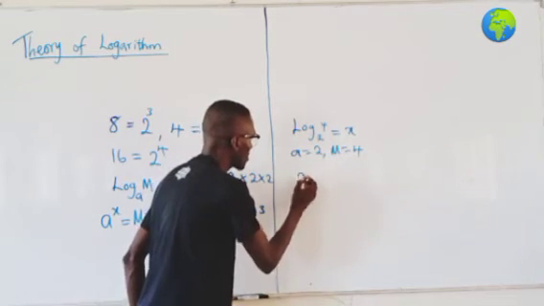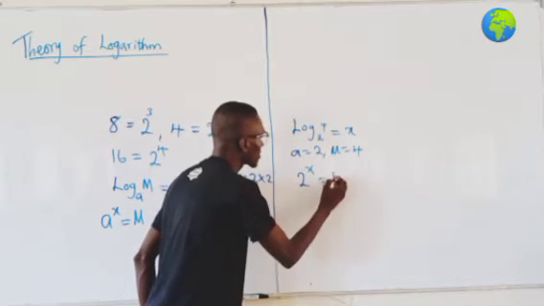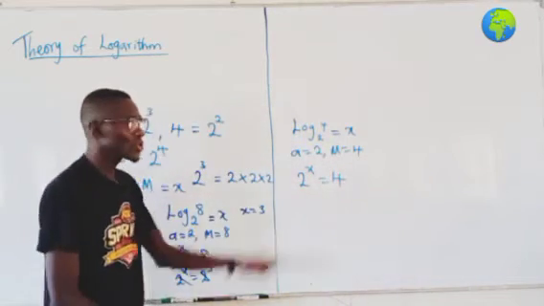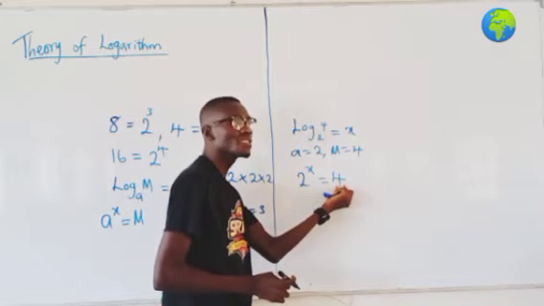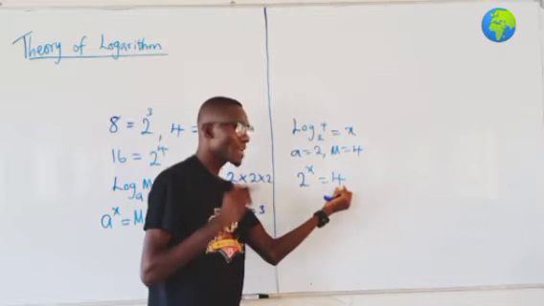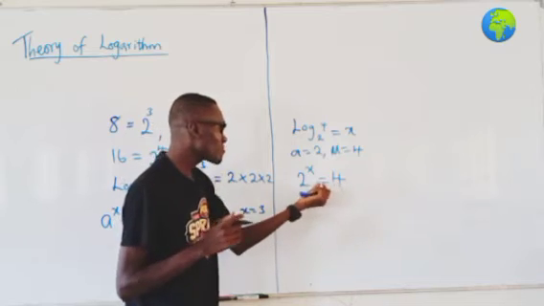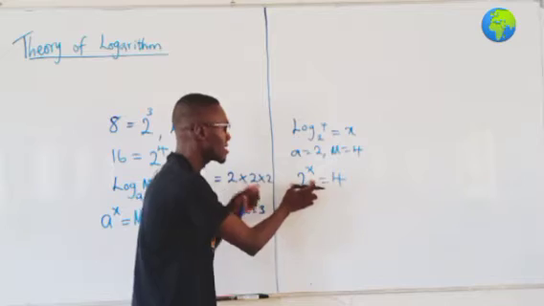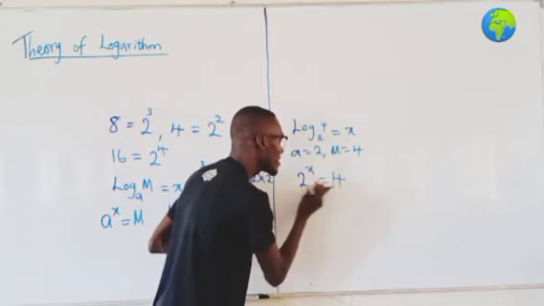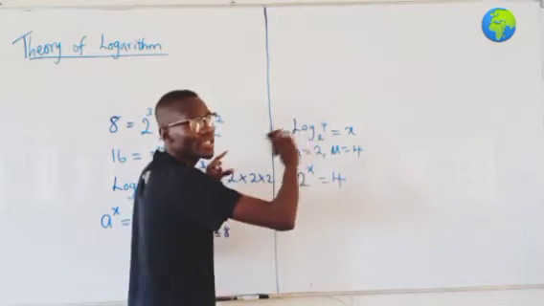I'm going to have 2 raised to the power X is equals 4, right? So from this point, we all know that there's a certain number that will raise to give me 4. What's that number? But mind you, when doing this, you have to be focusing on what you are having on the left hand side, right? Because I have to raise it to the same base such that I can just equate the power.